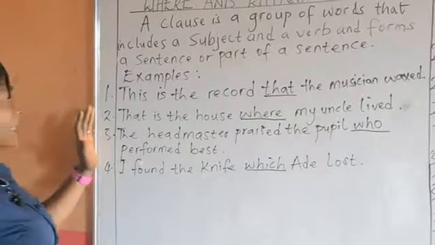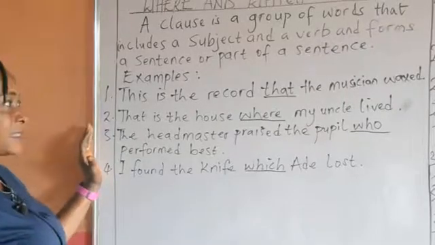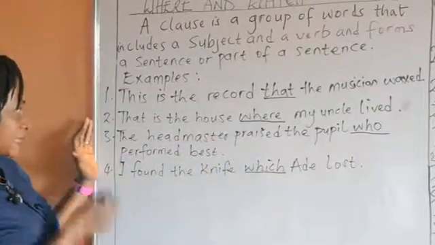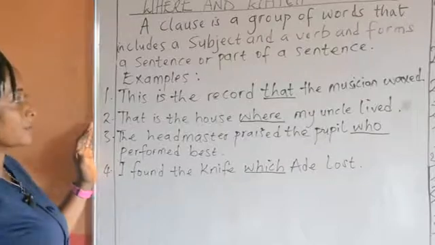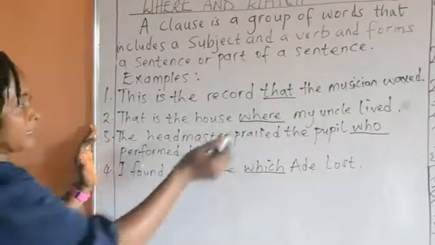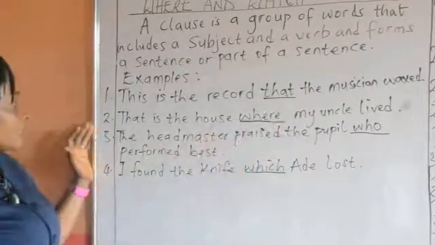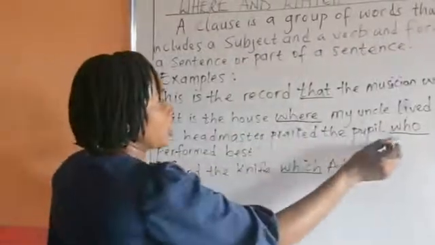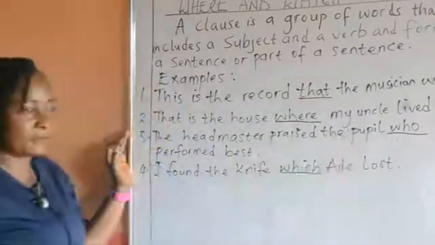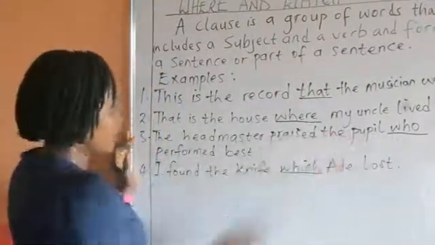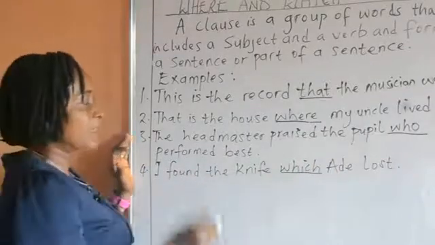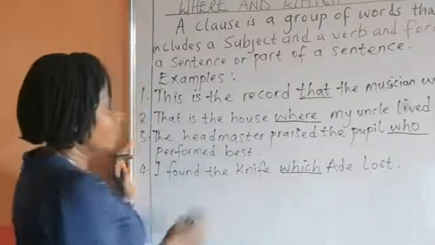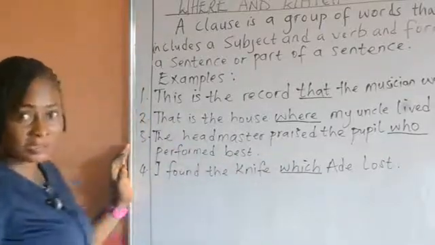So let me quickly take it again. This is the record that the musician waxed. That is the word we are looking for. That is the house where my uncle lived. Where is talking about the place where my uncle lived. The headmaster praised the pupil who performed best. Who is talking about the pupil who performed best. Talking about a person. I found the knife which Ade lost. We are talking about an object here. And what is the object? The knife. Do you understand?